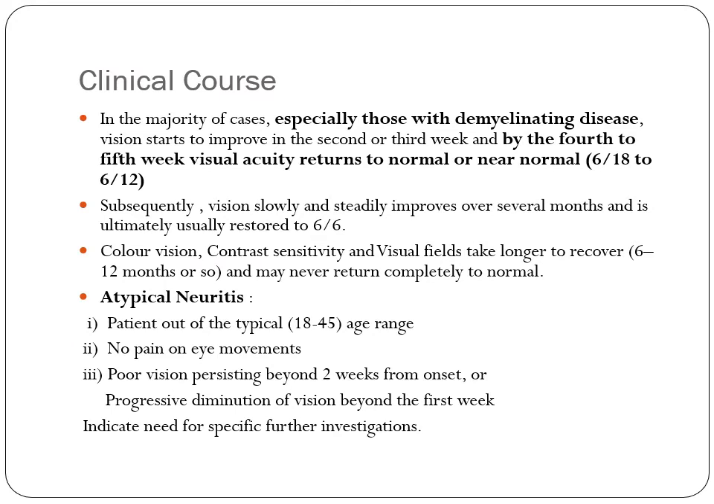How is the clinical course of optic neuritis? In the majority of cases, especially those with demyelinating disease, which is the commonest cause of optic neuritis, vision starts to improve in the second or third week, and by the fourth to fifth week visual acuity returns to normal or near normal, 6/18 to 6/12.